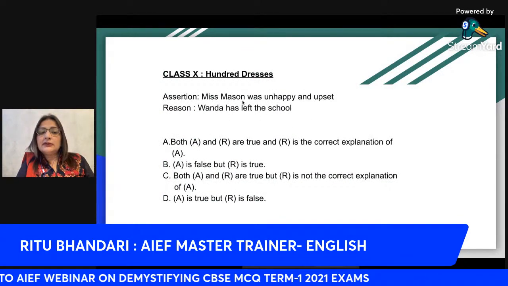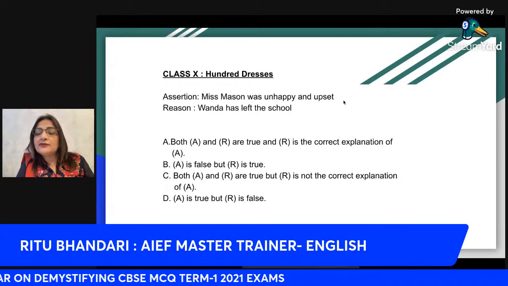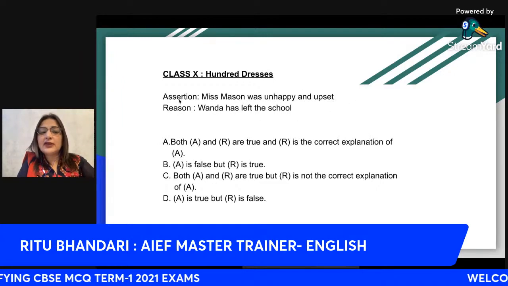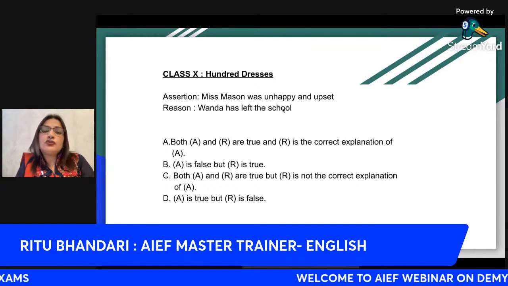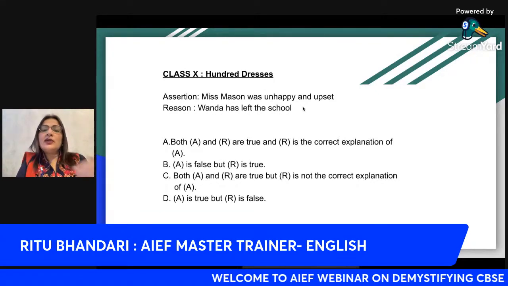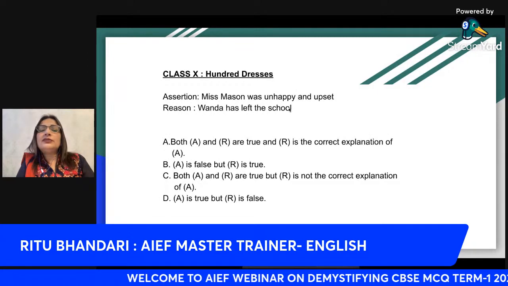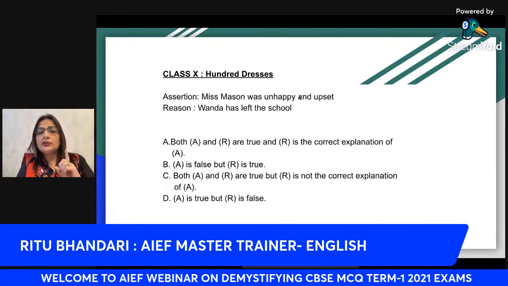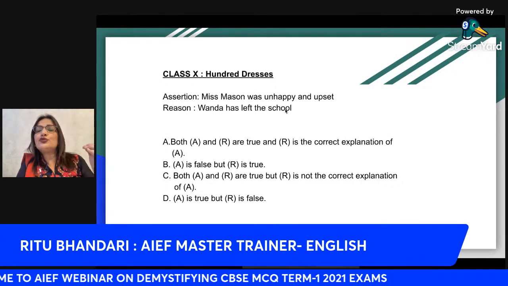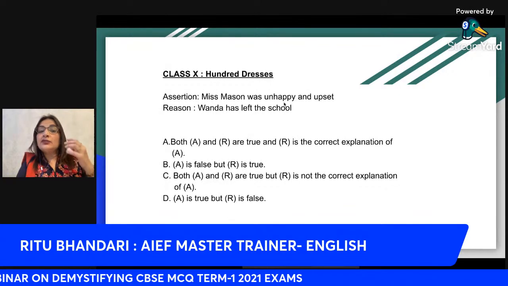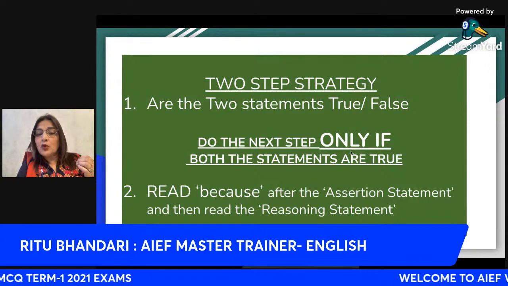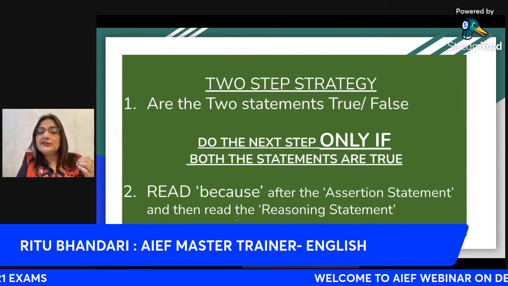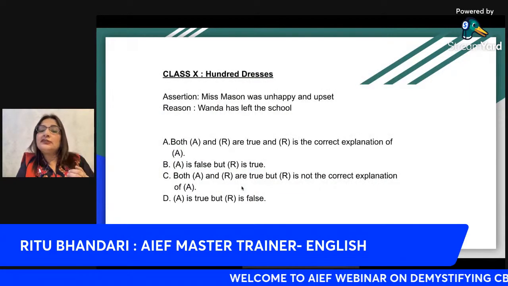Miss Mason was unhappy and upset. If this is one statement, forget about assertion and reasoning. And Wanda has left the school is another statement. Now, if I am a student, what is the first step? The first step is that this is true and this is true. Now, since both are true, I'm going to go to the second step.